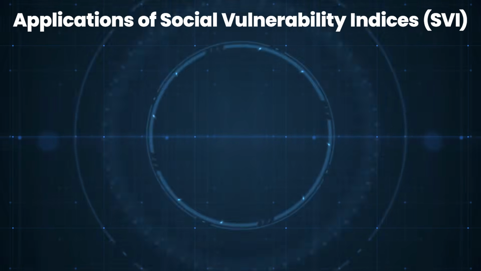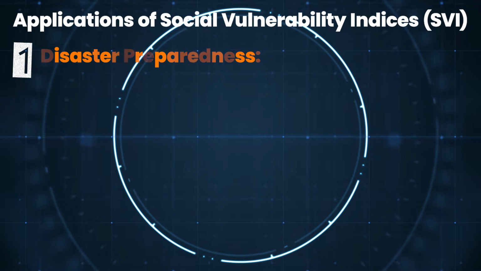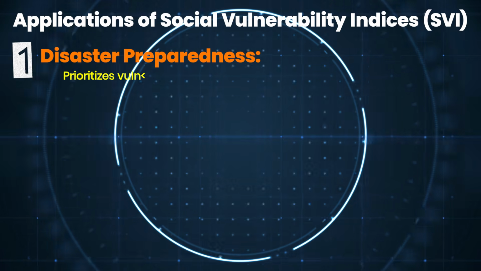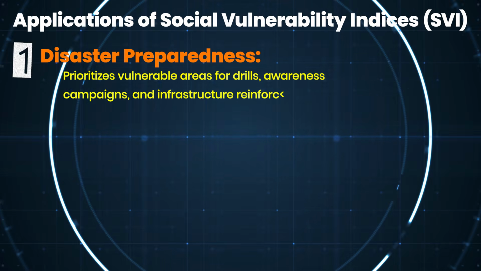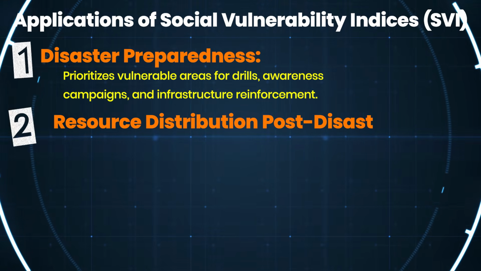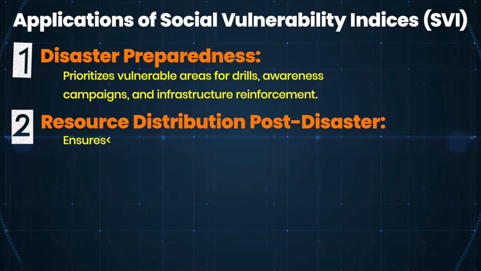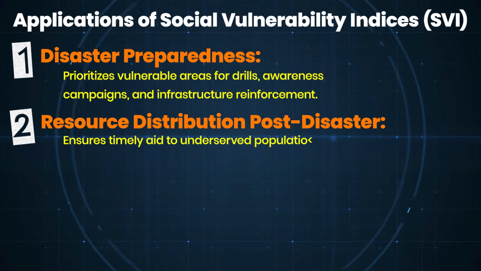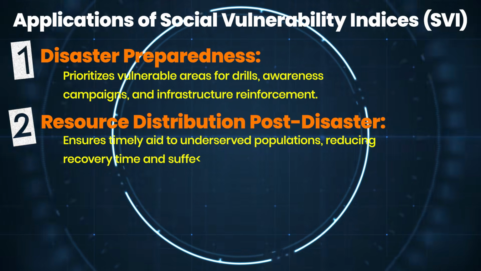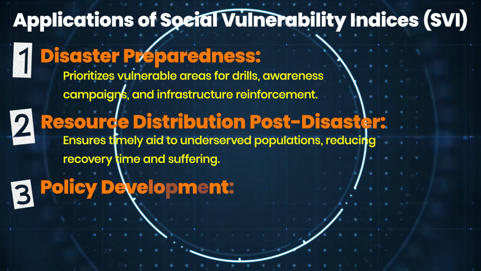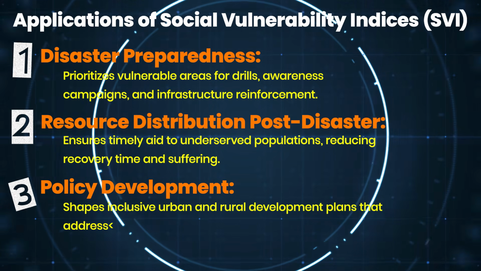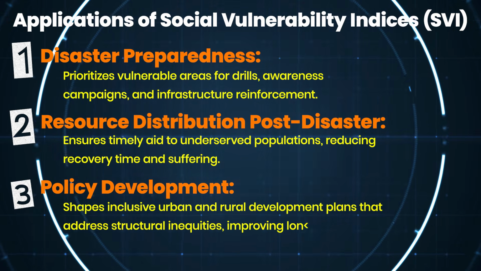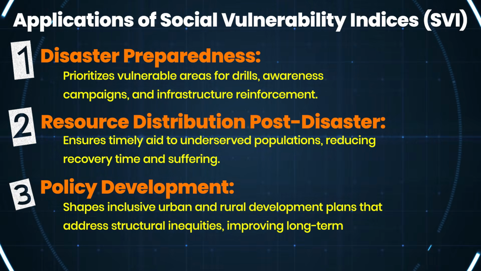What are the applications of Social Vulnerability Index SVI? First one is disaster preparedness. It prioritizes vulnerable areas for drills, awareness campaigns and infrastructure reinforcement. Next one is response distribution post disaster. It ensures timely aid to underserved populations, reducing recovery time and suffering. Third one is policy development. It helps in shaping inclusive urban and rural development policies and plans that address structural inequalities, improving long term resilience.